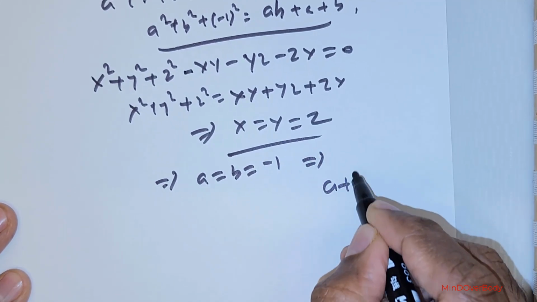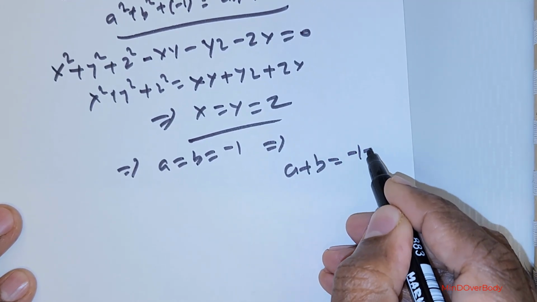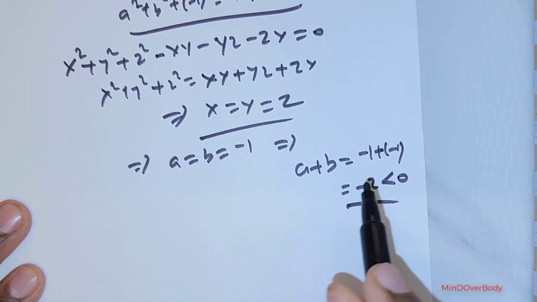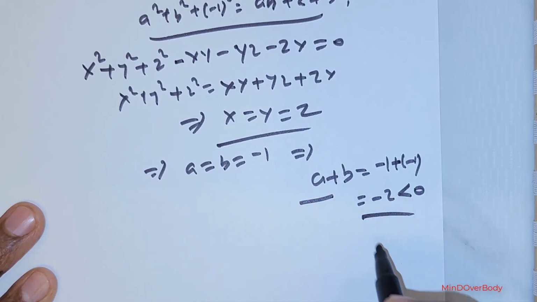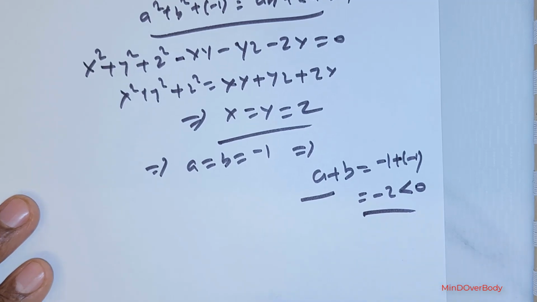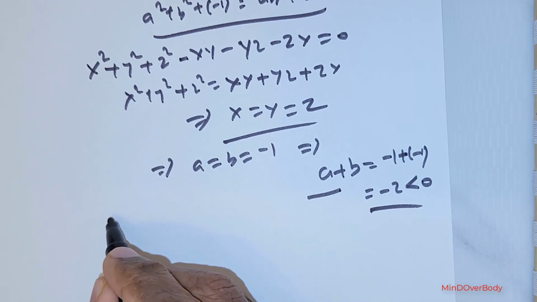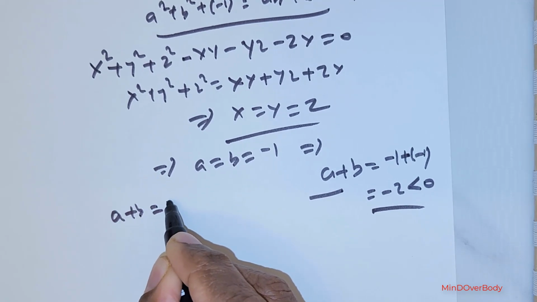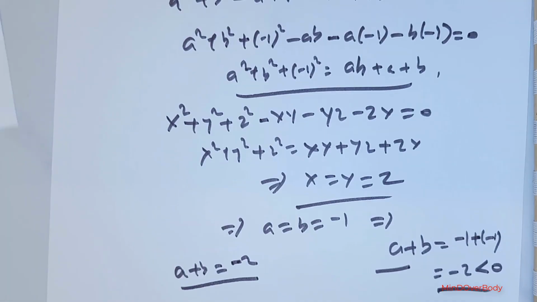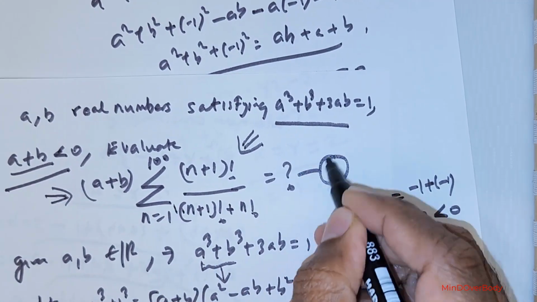So which means a + b will be equal to -1 added with -1, which is nothing but -2, which is less than 0. So for sure we are able to get a + b quantity which is less than 0. Okay, so our a + b is equal to -2. But what is the parent question? The parent question wants us to find this sum. So I'm going to take this as 1.